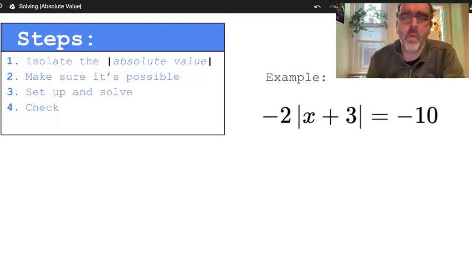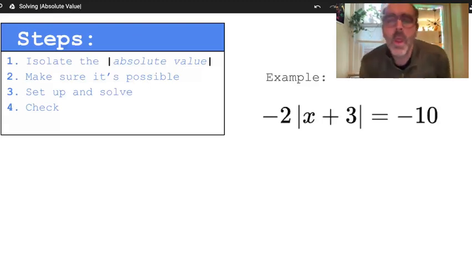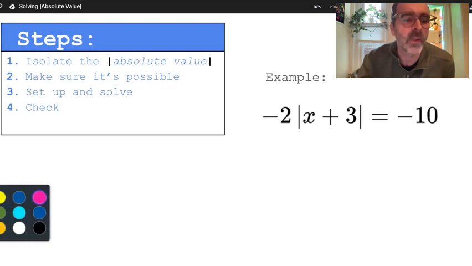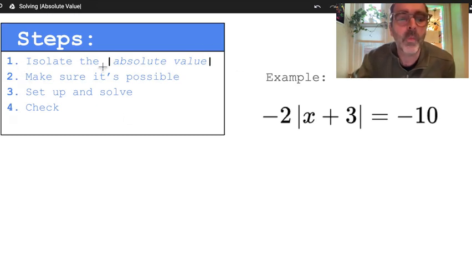We're back. So this is another example. Example 2, we want to solve -2 times the absolute value of x plus 3 is equal to -10. We're going to use our steps. So first off, we need to isolate the absolute value. Well, the absolute value here is not by itself because we've got this -2 in our way.